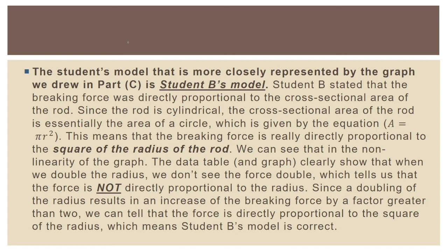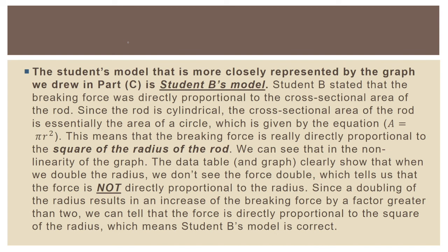Since the rod is cylindrical, the cross-sectional area of the rod is essentially the area of a circle, which is given by the equation pi r squared. This means that the breaking force is really directly proportional to the square of the radius of the rod. We can see that in the non-linearity of the graph. The data table and graph clearly show that when we double the radius, we don't see the force double, which tells us that the force is not directly proportional to the radius.